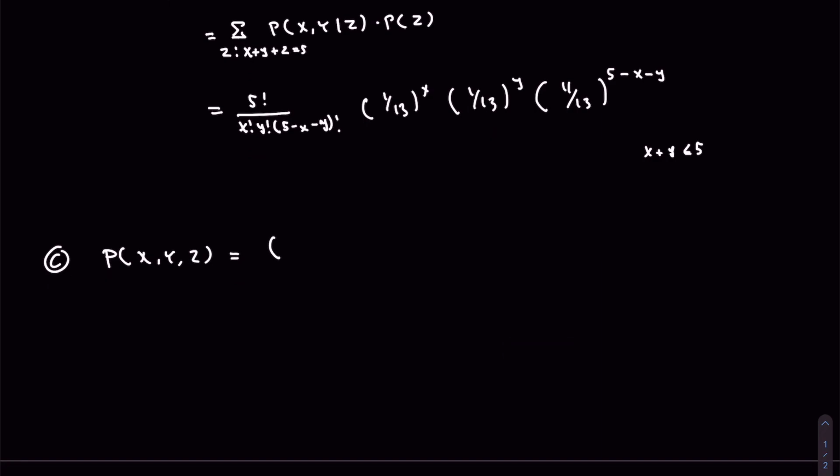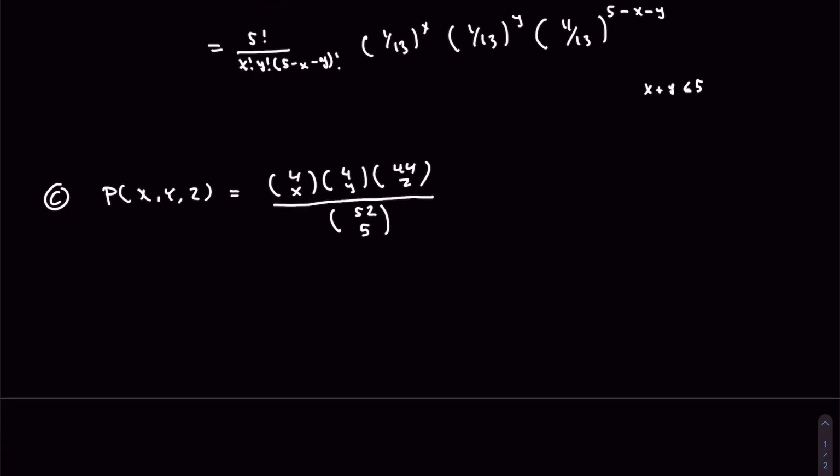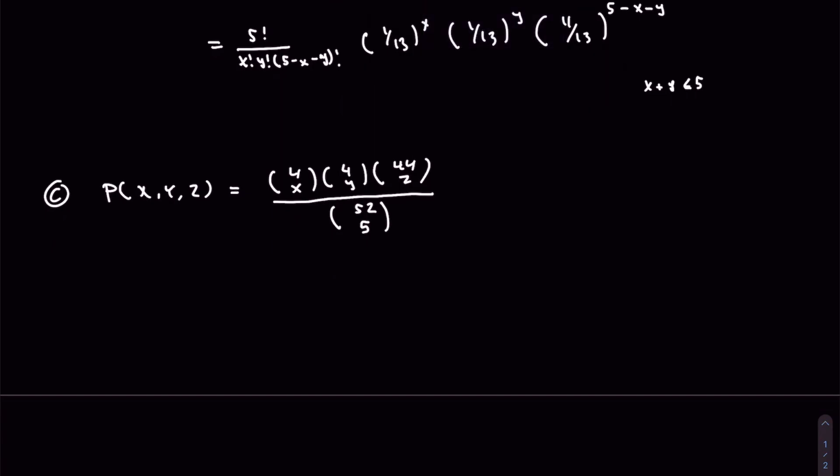The hypergeometric says that we can select x from the 4 available queens, and then we can multiply by the same for the kings, because they're independent, and the same with the other category: 44 choose z. And then, because all of them are equally likely, and we have 52 cards and select 5, we divide by 52 choose 5. These are all the possible 5-card hands, and the numerator counts the ones that fulfill the conditions. And here again, x plus y plus z equals 5.